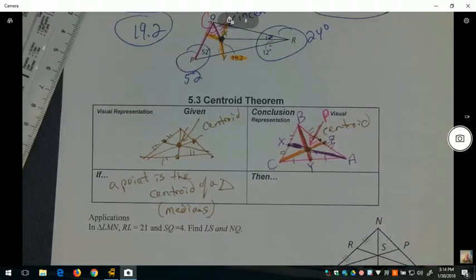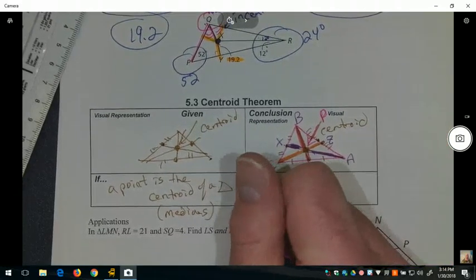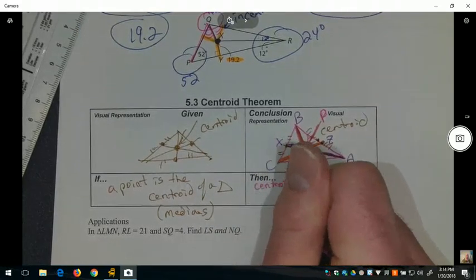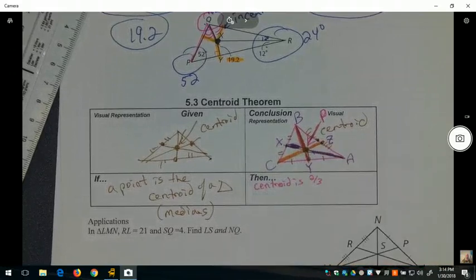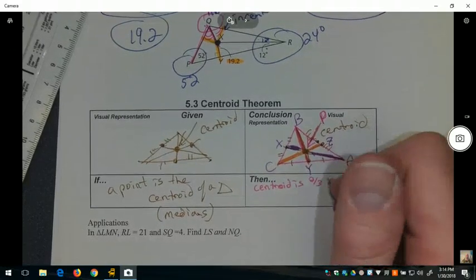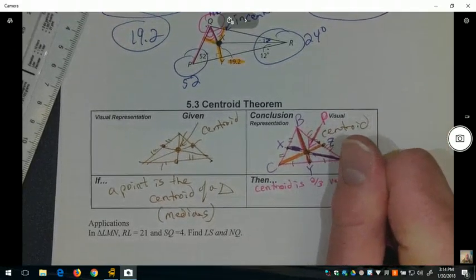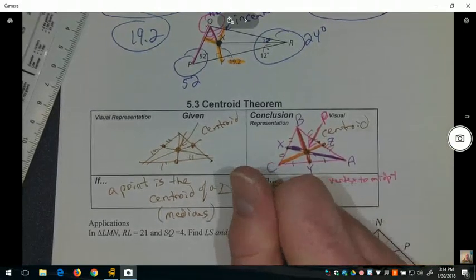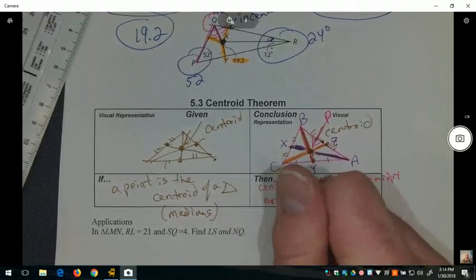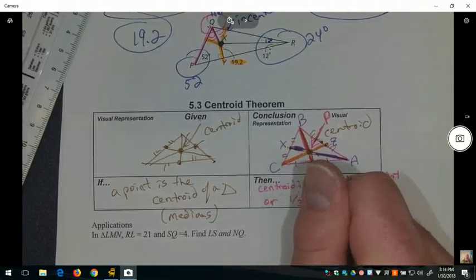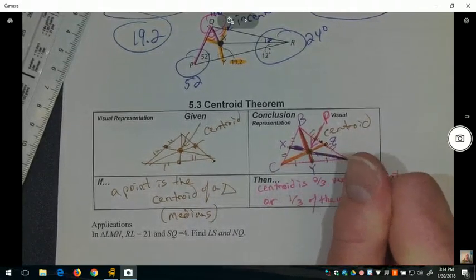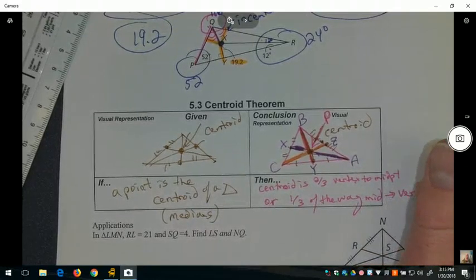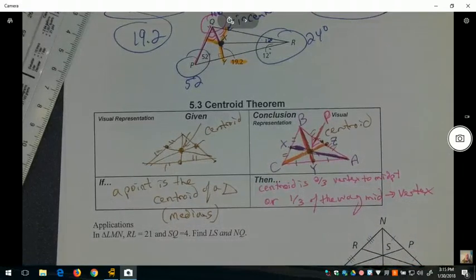Well, that relationship is the following: the centroid is 2/3 of the way from the vertex to the midpoint, or 1/3 of the way from the midpoint to the vertex. You're going, what? What does that mean?